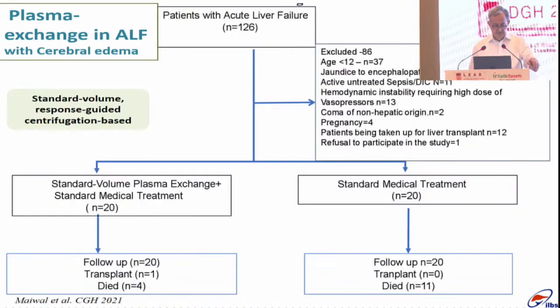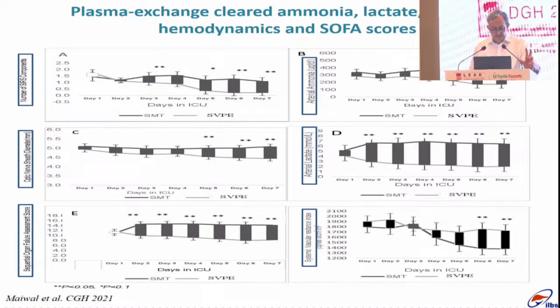Now this study, which was done by Dr. Rakhi, very elegantly, 126 patients of ALF, all of them who had cerebral edema, were included for standard volume, means 1 volume, and standard medical therapy. So 20 patients. One went for transplant, 4 died, 11 died in this. Now see some of the interesting aspects. What you can see is clearance of ammonia, lactate, hemodynamics, and SOFA score.